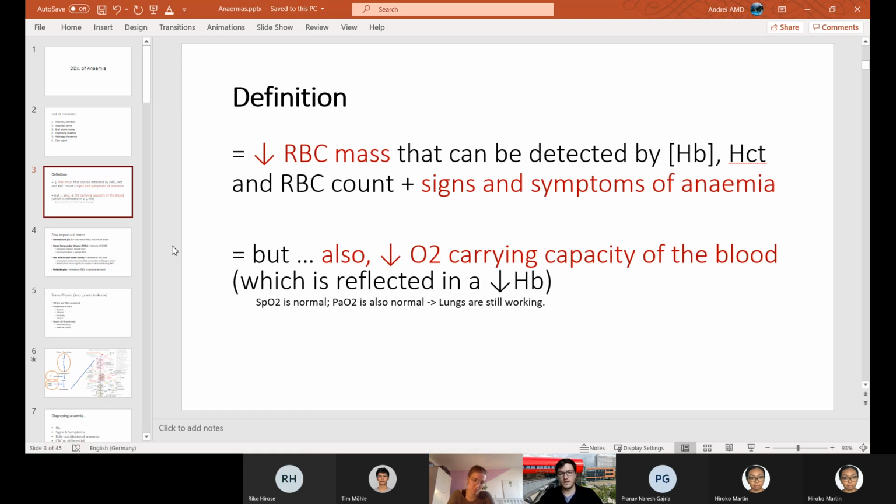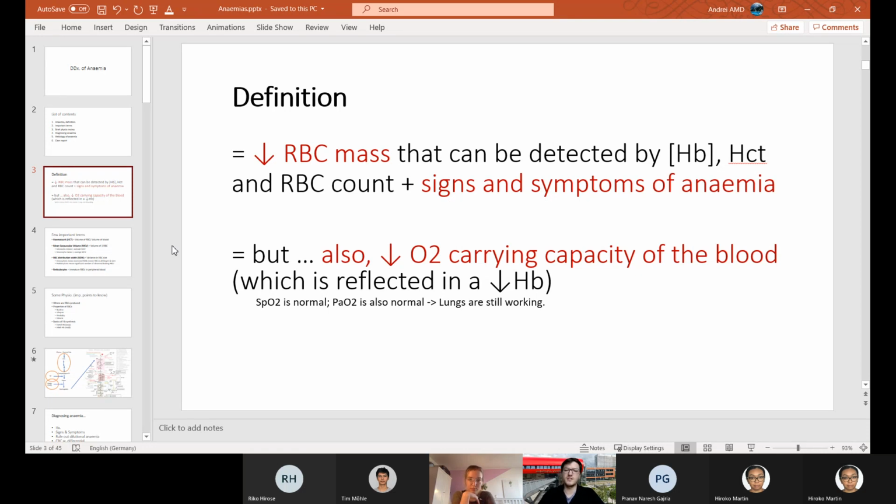Now, you'll see that in clinical medicine, they usually have multiple definitions for the same thing. And I just wanted to mention another one, that being that anemia could be defined as a decreased oxygen carrying capacity of the blood. But that could be a little bit tricky if you use that definition.